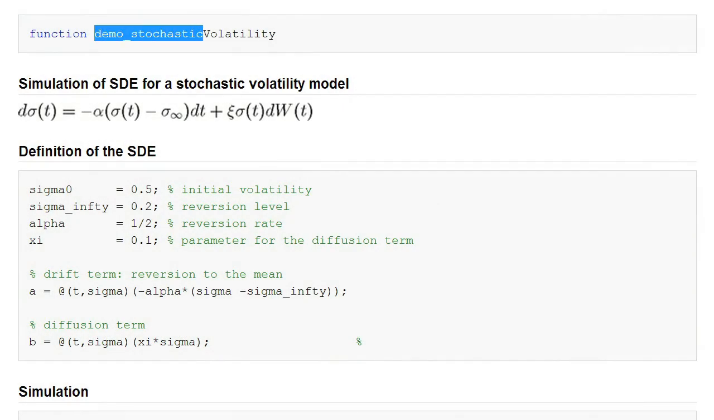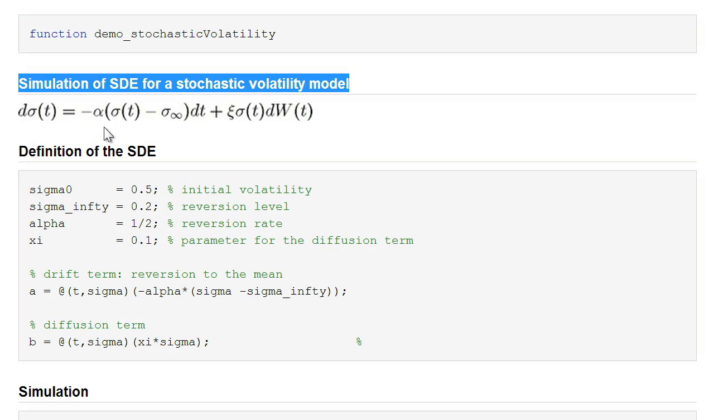Let's look at a simulation of this process. In this demo stochastic volatility, we will perform a number of simulations of the stochastic differential equation for a stochastic volatility model. The model has a drift term that is of the reversion to the mean type, and then it has a diffusion term that is proportional to the level of volatility. Psi can be thought of as the volatility of the volatility.